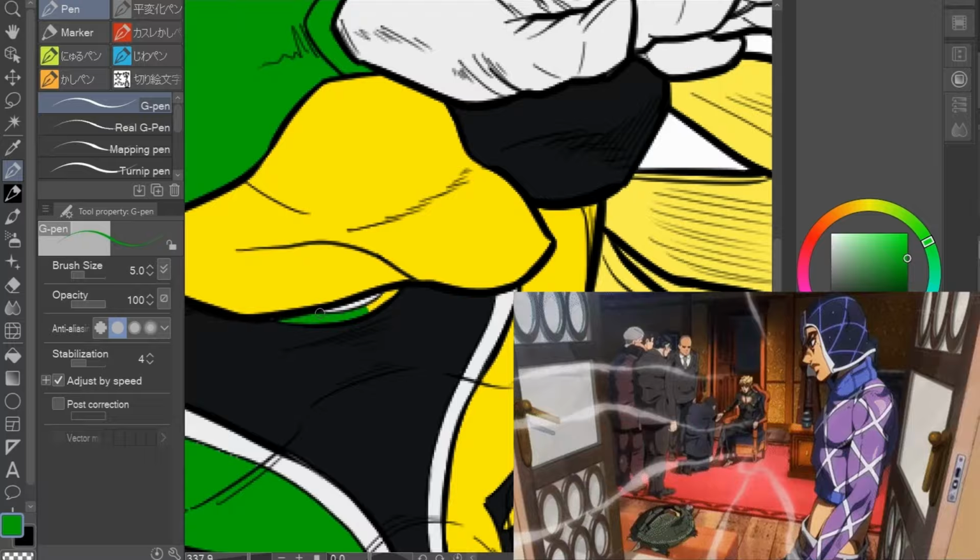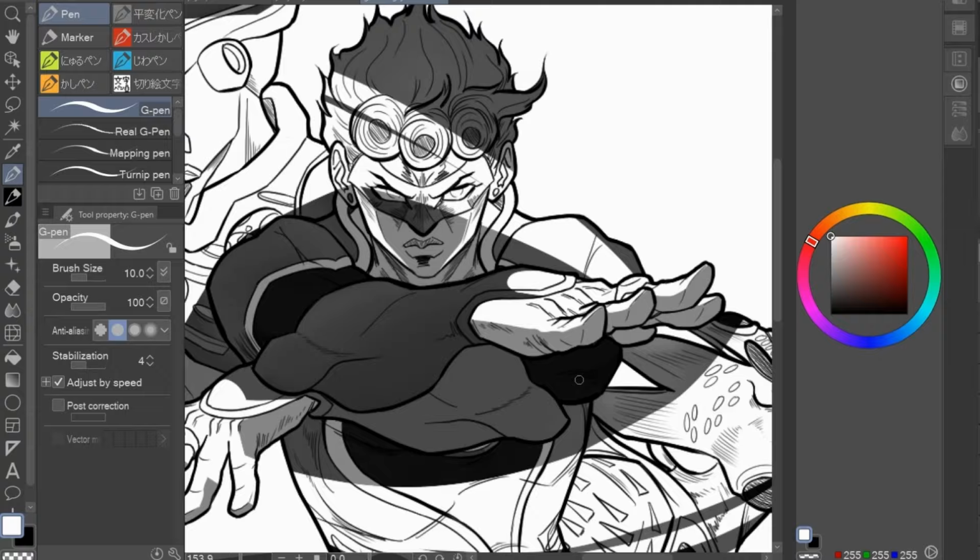So yeah, Giorno is a wielder of a Green Lantern and a Yellow Lantern ring. Pick whichever one you think makes the most sense.